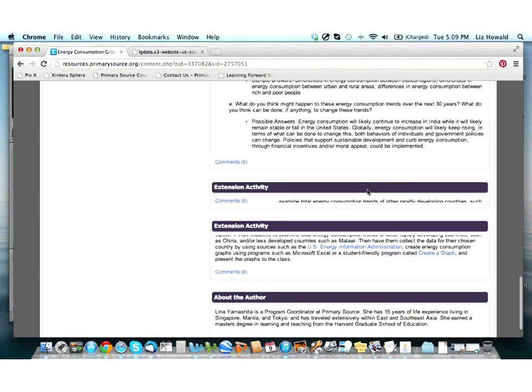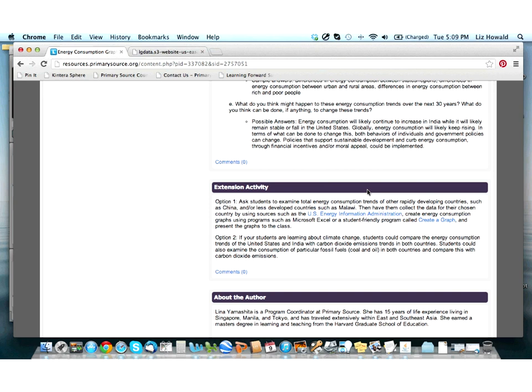Once again, the extension activity provides some different ways that teachers might take that next step, considering the relationship between the graphs and different types of information. One way, again, if we don't want to look at this as just a US versus India issue, you can make this an even more nuanced conversation by having students examine total energy consumption trends of other rapidly developed or developing countries, looking at places maybe like China, Brazil, or Malawi. You can use the links here, the U.S. Energy Information Administration, and have students not only find that data, but then create their own graphs, present their findings, and discuss their inferences as they do so.